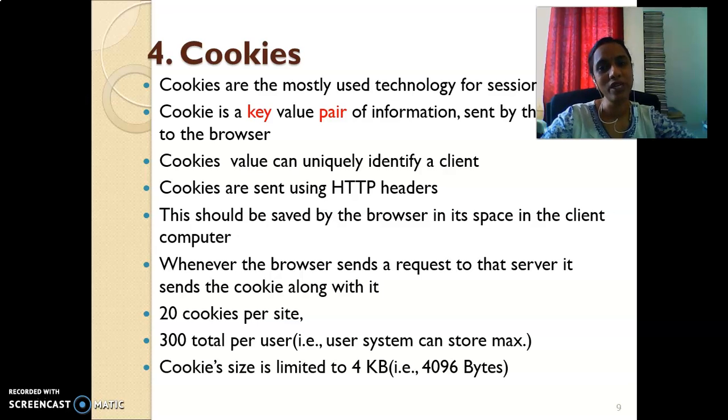Okay, so cookie values can uniquely identify a client. Cookies are sent using the HTTP headers. They should be saved by the browser in its space in the client computer, and whenever the browser sends a request to the server, it sends the cookie along with it. Twenty cookies per site, and 300 total per user, so the user system can store a maximum of that. Cookie size is limited to 4 KB, that means 4096 bytes.